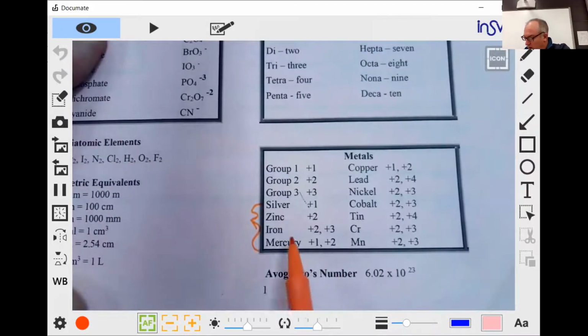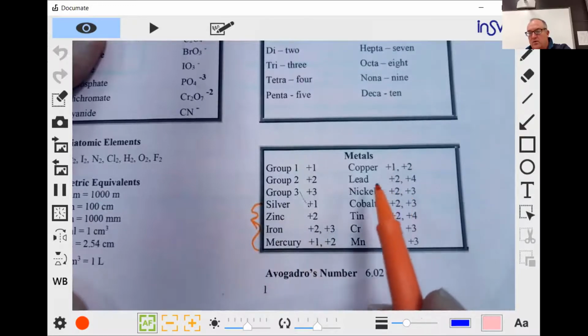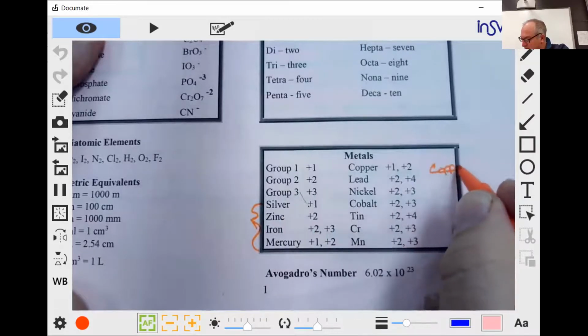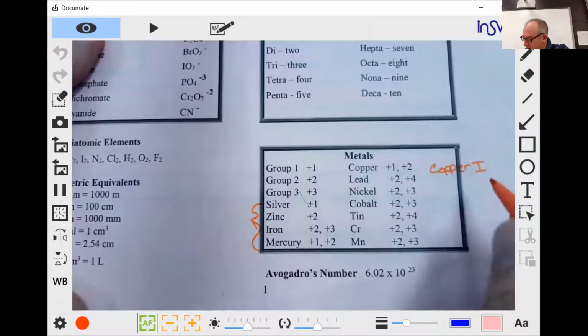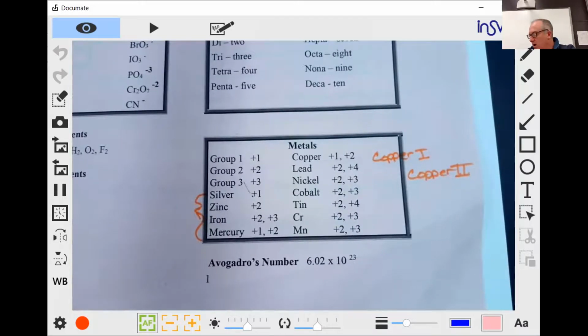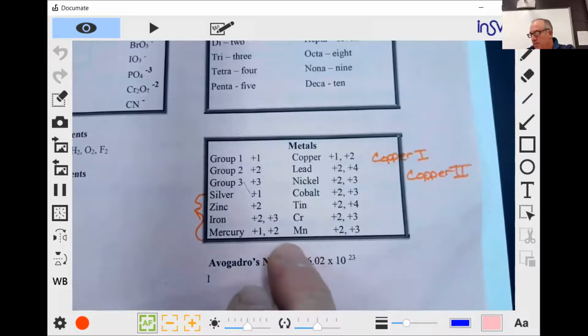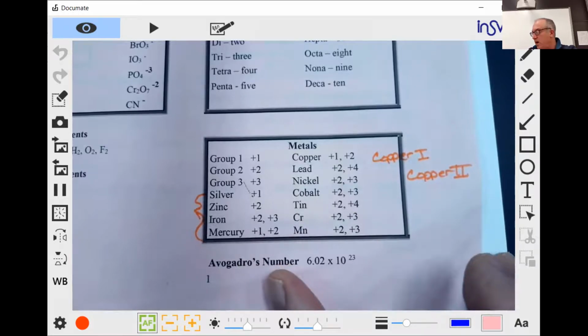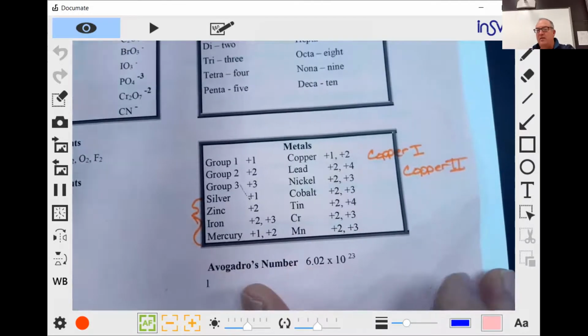And I see silver always has a +1 charge. Zinc always has a +2 charge. Here we go. Iron can be a +2 or a +3. And notice all of these other ones are like this. So I'm saying that I can have a copper like that, or a copper 2. So I need to always check if my metal in my naming is a transition one, I have to figure out which one it is. And how I do that is doing the math backwards.